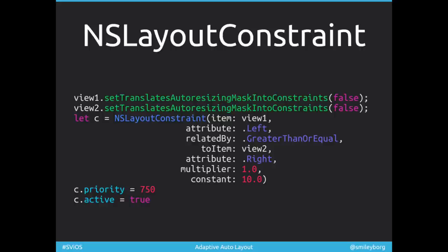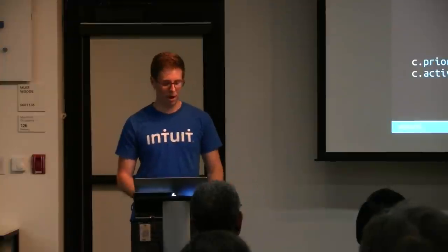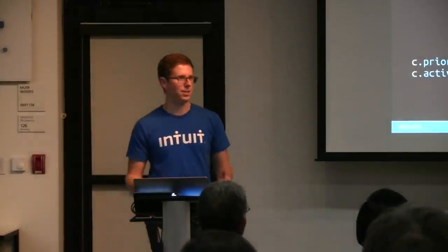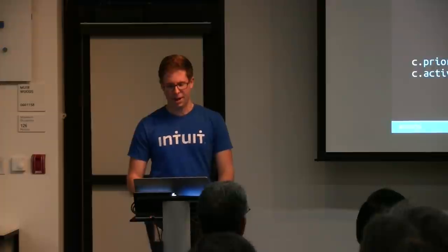You go ahead and just create NSLayoutConstraints by passing in a whole bunch of parameters. And you basically pass in the views that you want to constrain, as well as which attributes on them. So I want to, let's say, pin the left edge of view1. I want to make it an inequality, so it's greater than or equal to the right edge of view2. And then you have a multiplier and a constant that allow you to, of course, just kind of specify the constraint. You can adjust the priority, and you can activate that constraint. So this is okay. A little bit tedious. That's just one constraint that we created there.